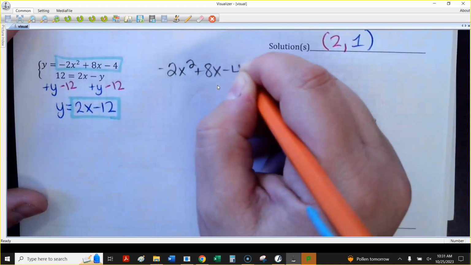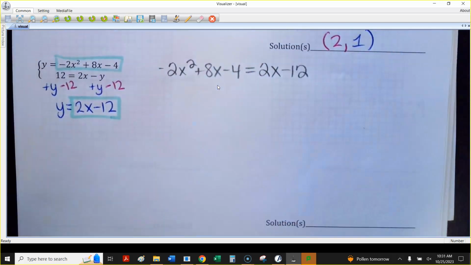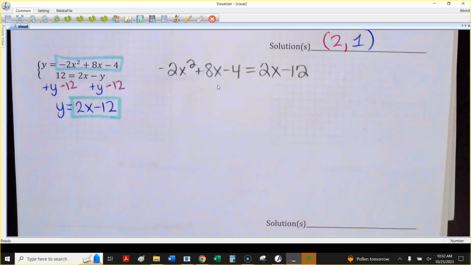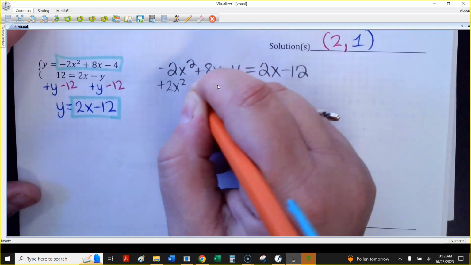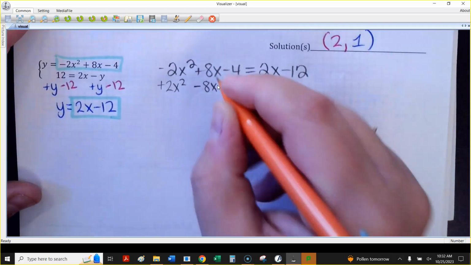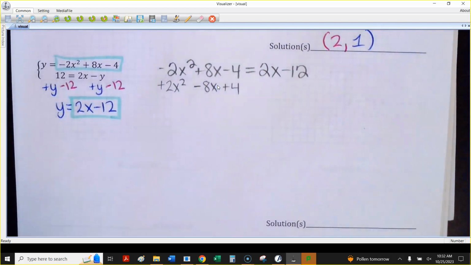It doesn't matter which one goes on which side. And you've got 2x minus 12. Now, what I would tell you, remember, we want to set this equal to 0. And I want my squared term to be positive. So completely up to you how you want to do this. But if it was me, I'm actually going to add this entire quadratic or subtract, depending on what the operation is, the whole thing to the other side to cancel it out. That'll give me a squared term that's positive.